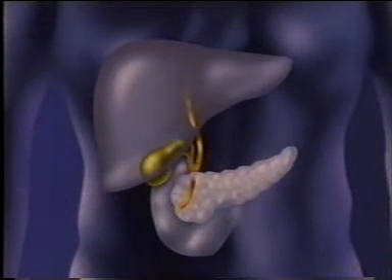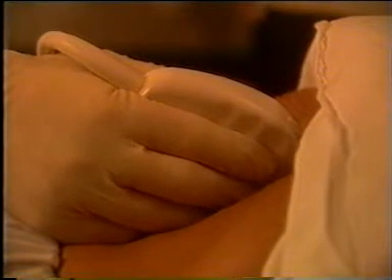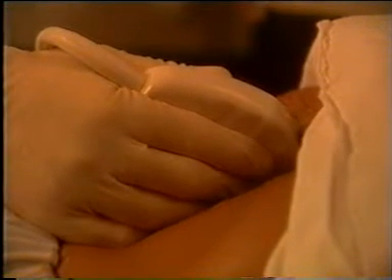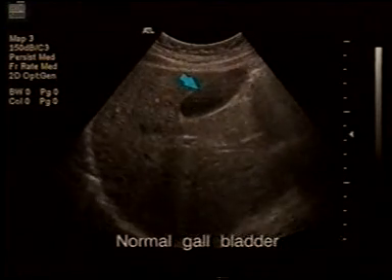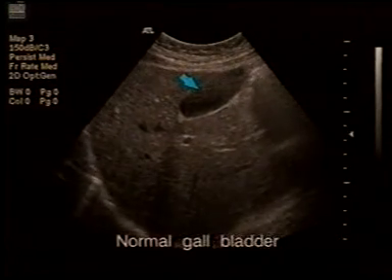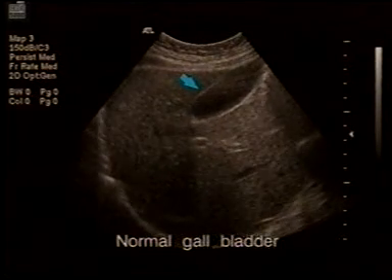The gallbladder is usually found tucked under the liver. To obtain the best image of the gallbladder, examine the patient in the supine and decubitus positions. A normal gallbladder is quite variable in size and looks like a black hole with fluid inside it and a thin white line around it.